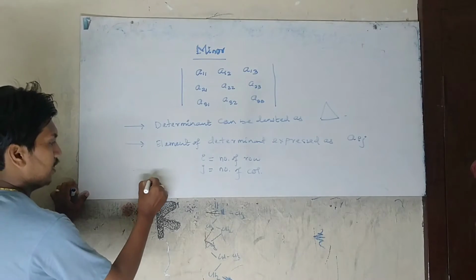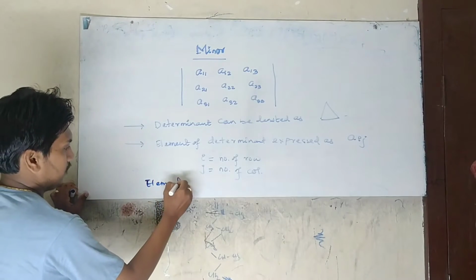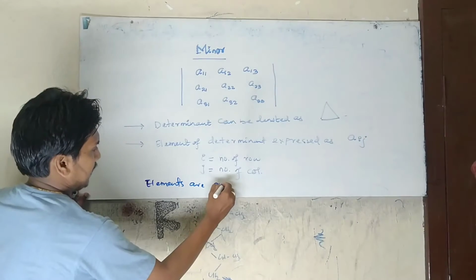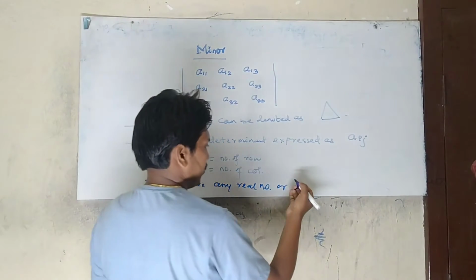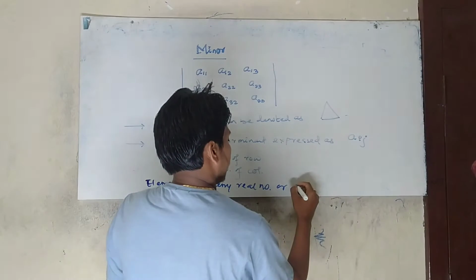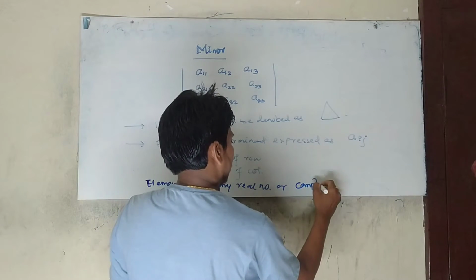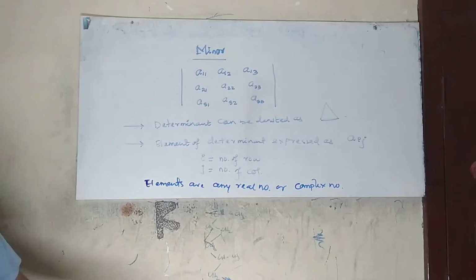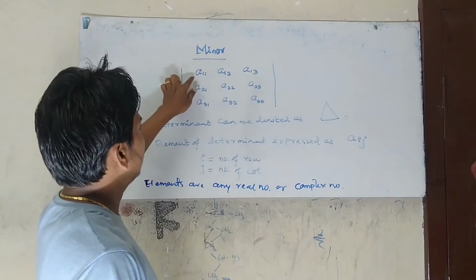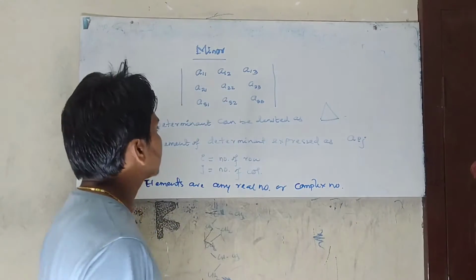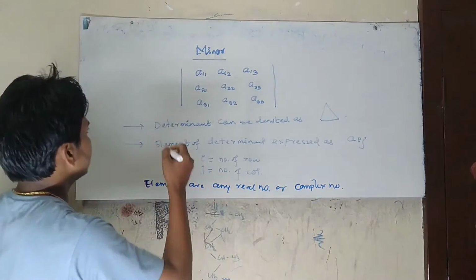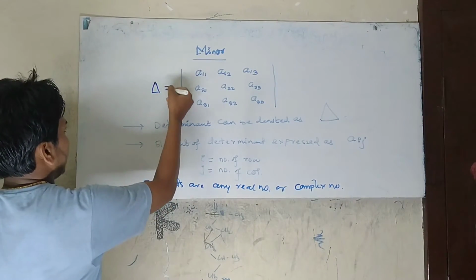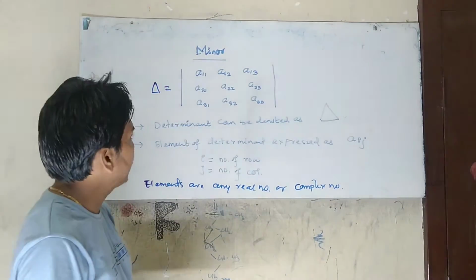Elements are any real number or complex number. That means elements are any real number or complex number. These are the elements, and any element of a determinant can be expressed as Aij, and the determinant can be expressed as delta.